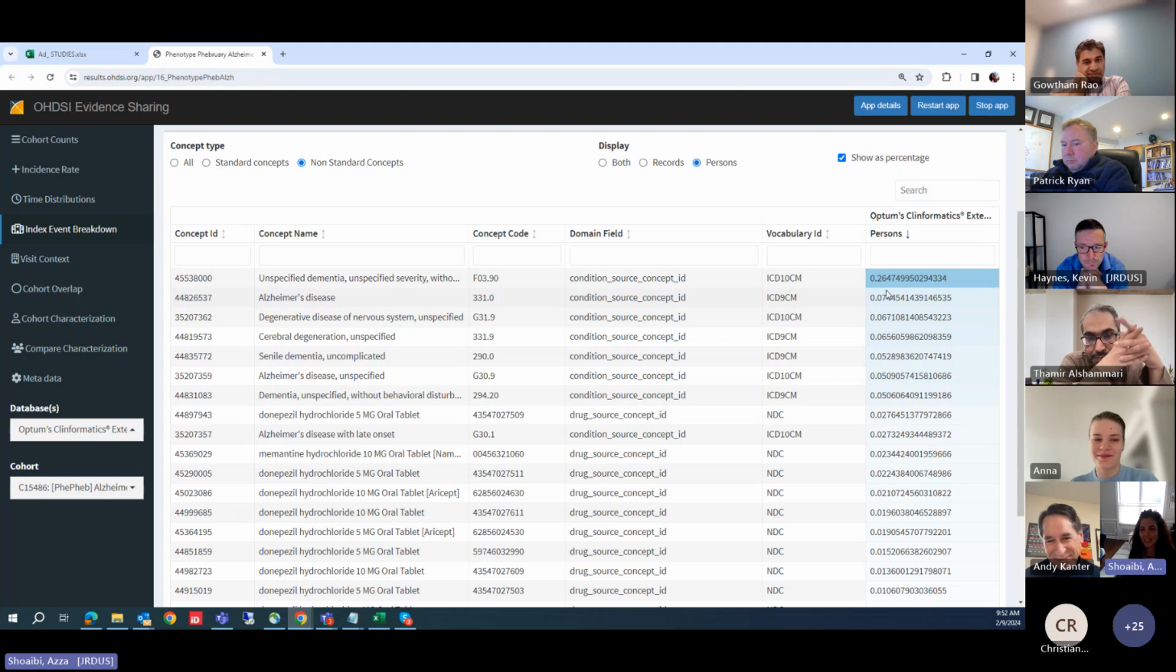So I see here 26.4% of the people entered because they have this unspecified dementia, unspecified severity, the F03.9 ICD-10 code, which was absolutely listed in their paper. You have 7% coming from Alzheimer's disease. You have 6% coming with degenerative disease of the nervous system. Again, a very broad idea, ICD-10 of G31.9, but it was absolutely listed in that paper.